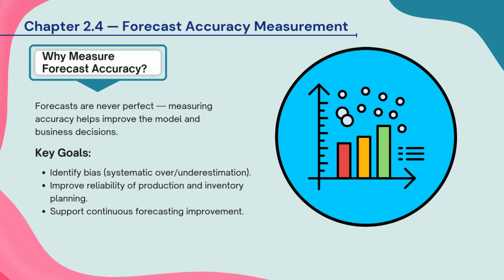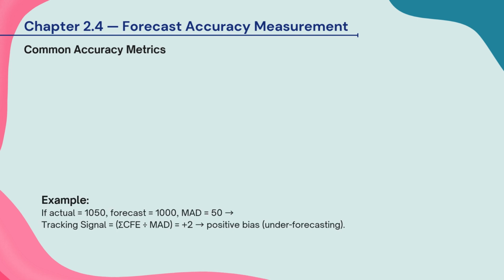It helps detect bias and prevents consistent over- or underestimation. Accurate forecasts improve production and inventory planning. Continuous measurement supports ongoing improvement and better business decisions. Forecast accuracy can be measured using metrics like MAD, MAP, and bias.